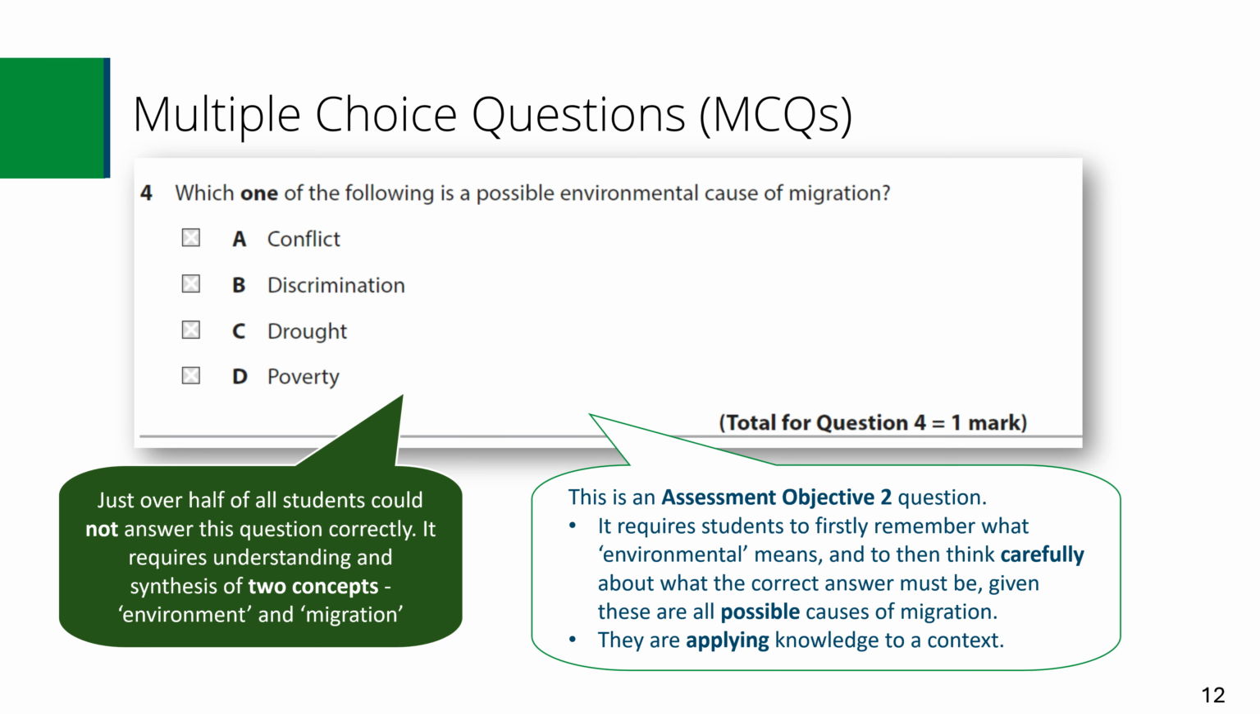That's because this is assessment objective 2. Students remember what environmental means, think carefully about which is the best answer, and then make their choice. They're applying knowledge to a context. So, a large number of students chose conflict or discrimination or poverty instead of the correct answer, drought.